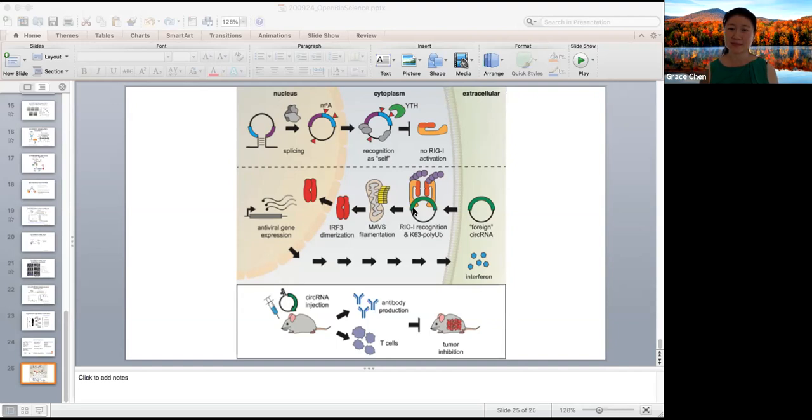And I think I see one question in the chat from Tommaso. He asked whether RIG-I also binds linear methylated RNAs, and if this is possible, whether it's envisionable that there is competition between circular RNAs and endogenous RNAs as a contributor to the response.